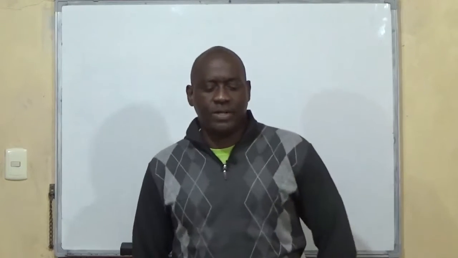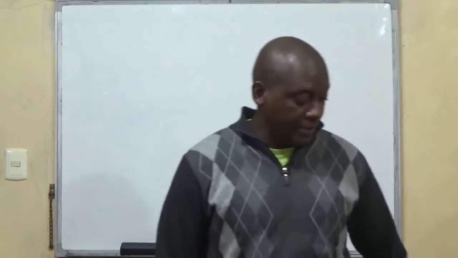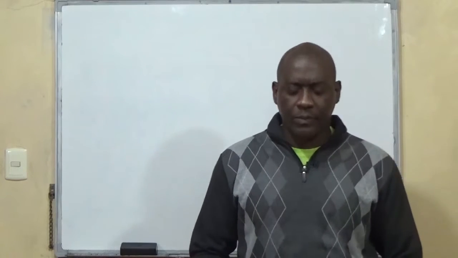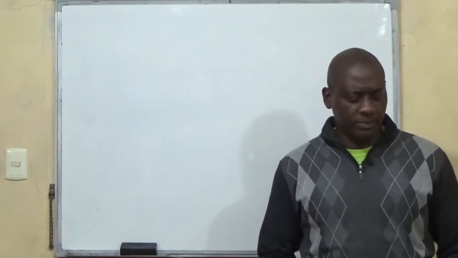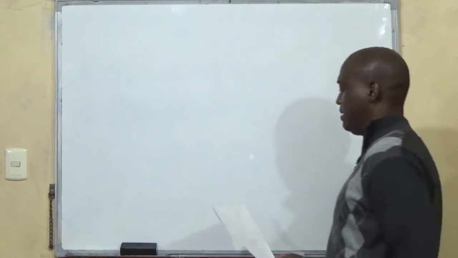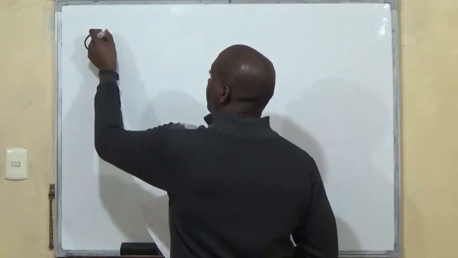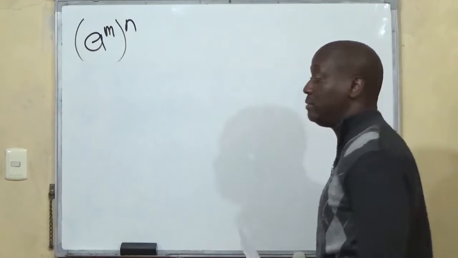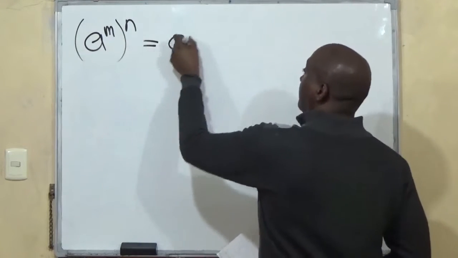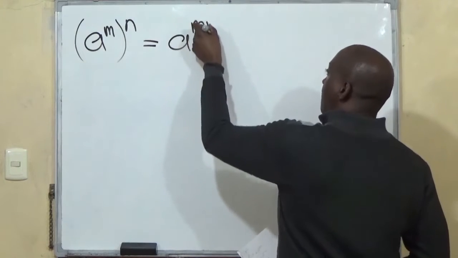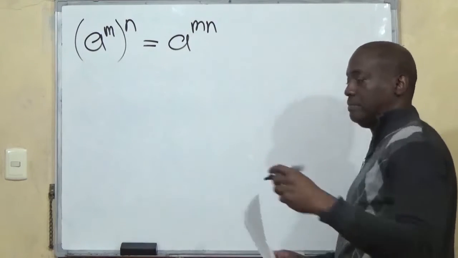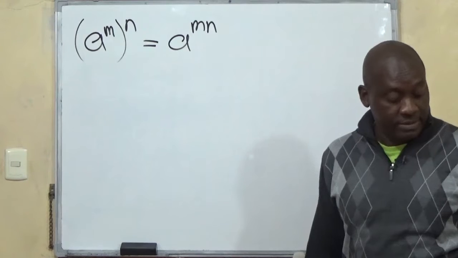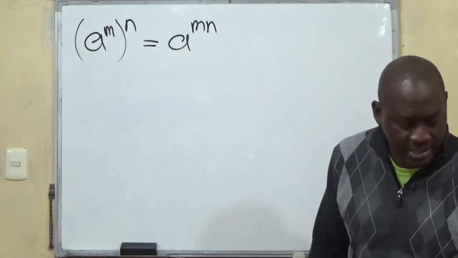So we're continuing with our series where we're discussing powers, indices, exponents. And we're going. Rule number 4 says that a to the power of m in brackets, all to the power of n, is equal to a to the power of m multiplied by n. Examples. So instead of talking, let me do some examples now.